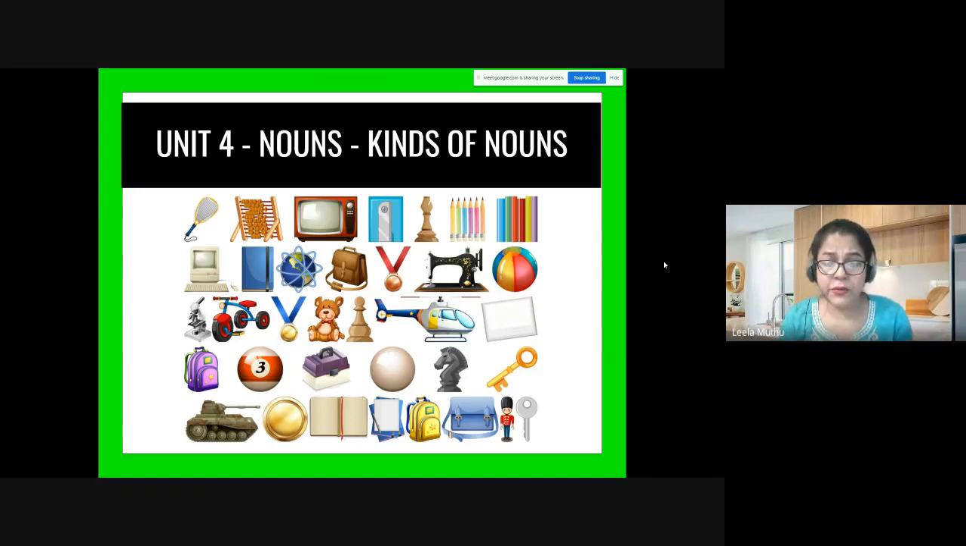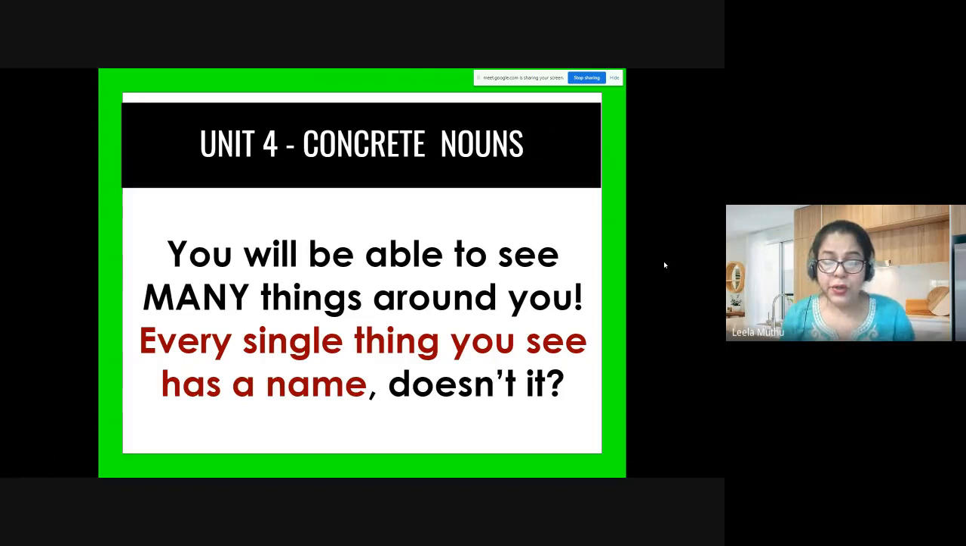Now here there is a whole set of pictures of nouns that you may see in front of you, things you may see, and each and every one of them that you have in your room has a name, and in any part of your house, anything that you see has a name. And nouns are basically the names given to things around you. So every single thing has a name, right?